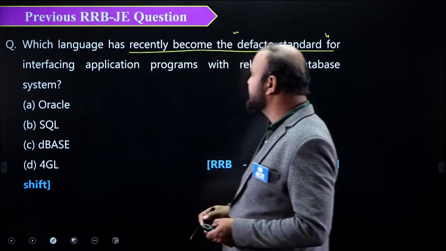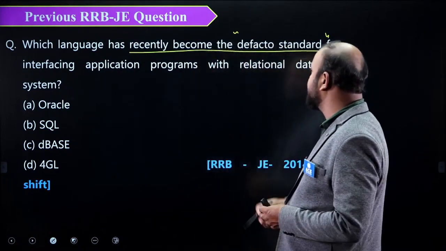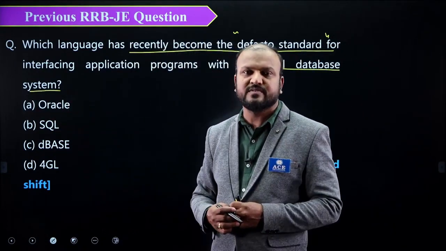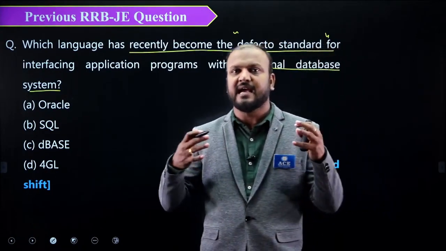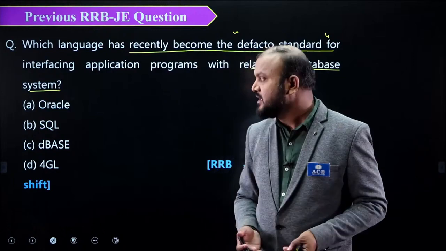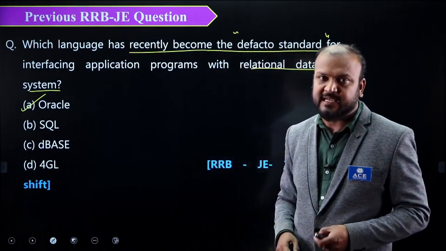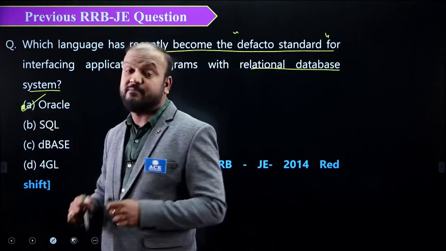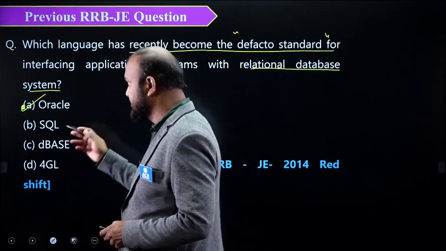So the question is, which language has recently become the de facto standard for interfacing application programs with a relational database system? So to interface application programs with an RDBMS, which one is considered a de facto standard? That means it is accepted in the market, accepted by many people and has more fame. So Oracle is the one that recently became the de facto standard for interfacing application programs with RDBMS. Oracle has market value and is accepted by many people, and that's why Oracle becomes the de facto standard. So the answer is option A.